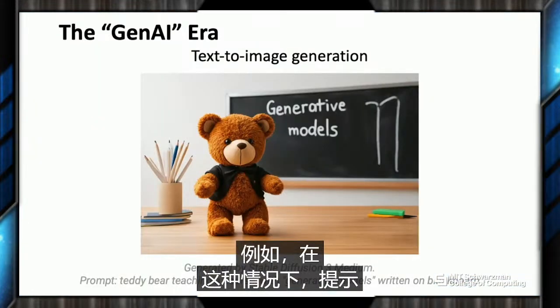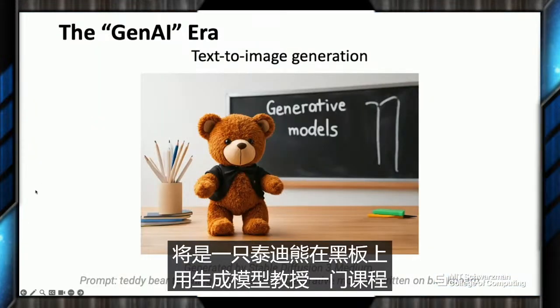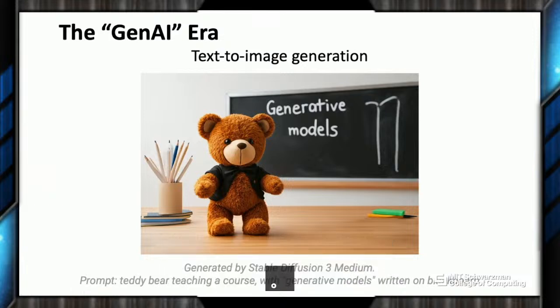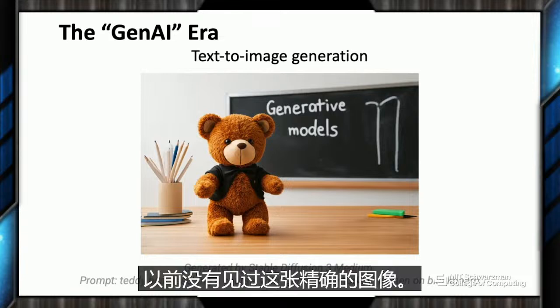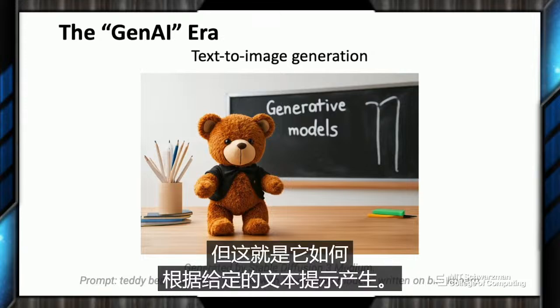Okay, sorry about that. So for example, in this case, the prompt would be a teddy bear teaching a course with generative model written on Blackboard. It is very likely that the computer algorithm hasn't seen this exact image before. But this is what it can produce from the given text prompt.